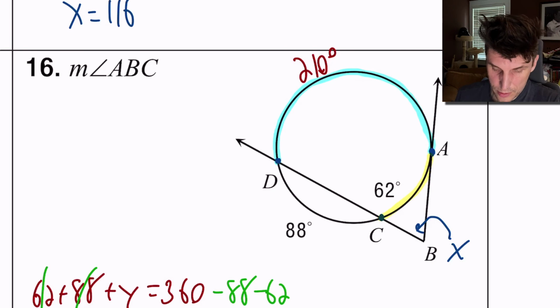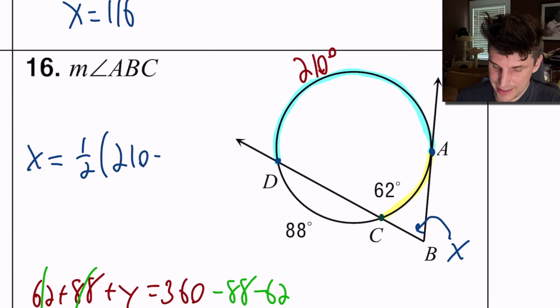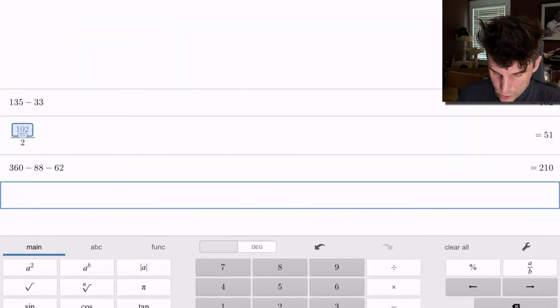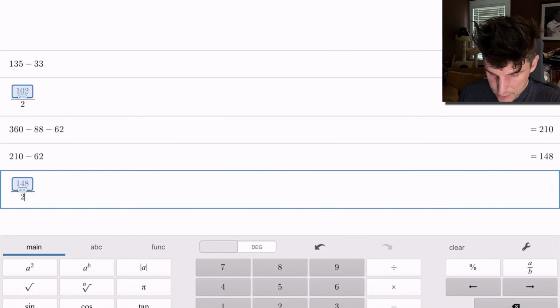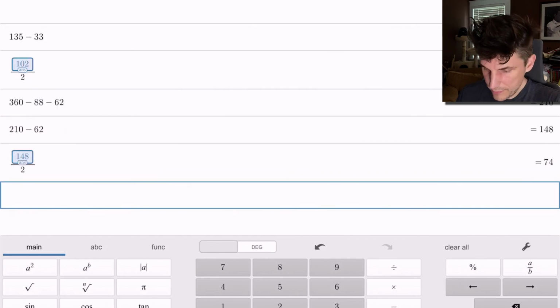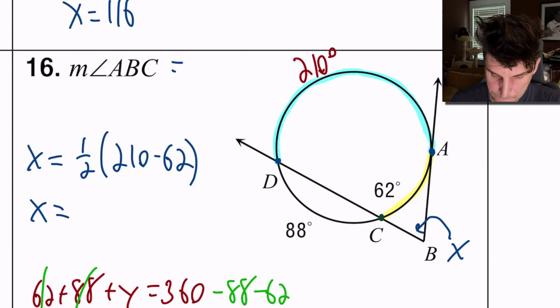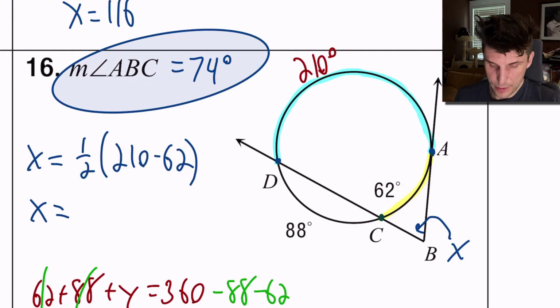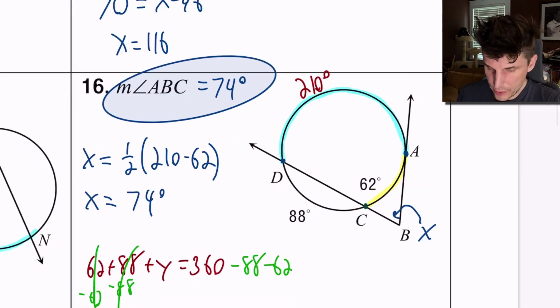Now we are able to go ahead and solve this. So X equals 1/2 of 210 minus 62, so 210 minus 62, answer divided by 2, is 74. All right. So there you have it. So yeah, that would have been 74 degrees over here as well.